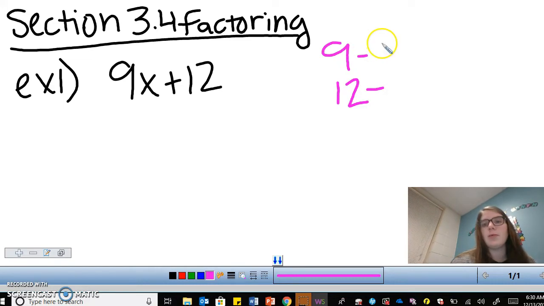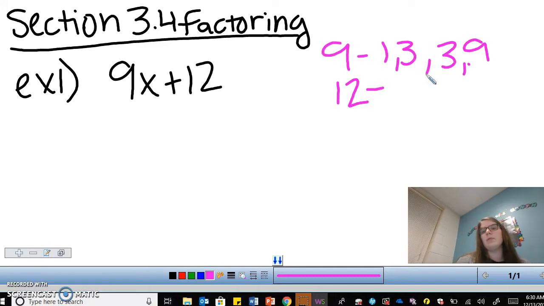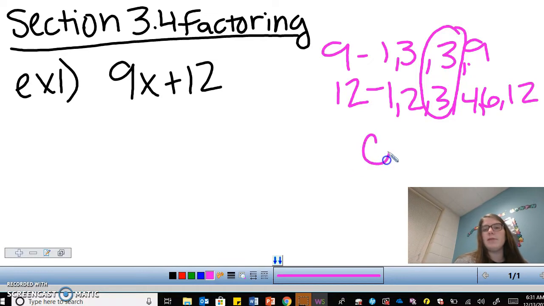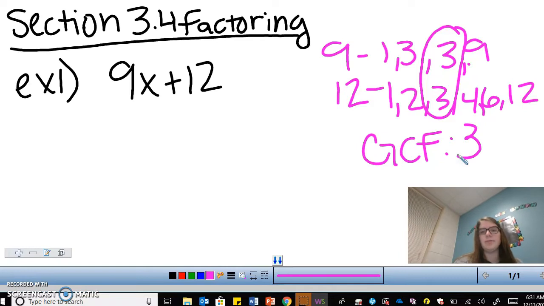So my factors of 9 would be 1 and 9, and 3 and 3. Okay. My factors of 12 would be 1 and 12, 2 and 6, and 3 and 4. So now all I have to do is look to see which is the greatest number both of these have in common, which would be 3. So my GCF here would be 3. So this is exactly what we worked on yesterday.